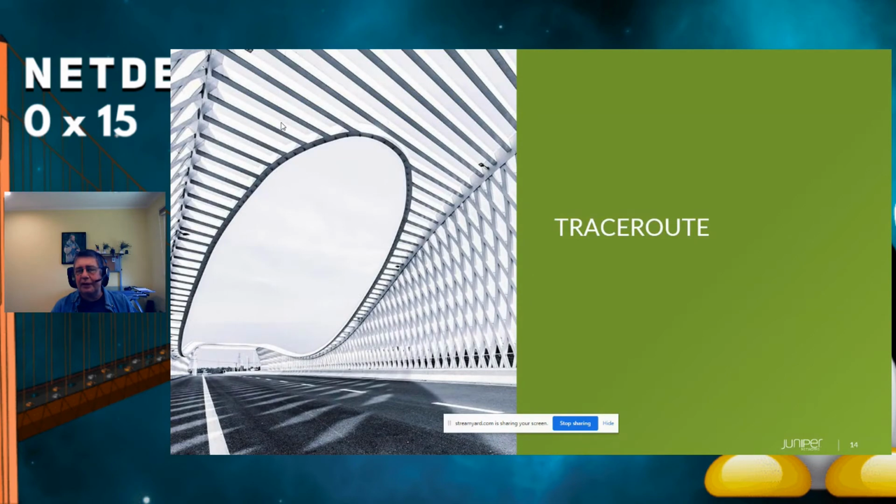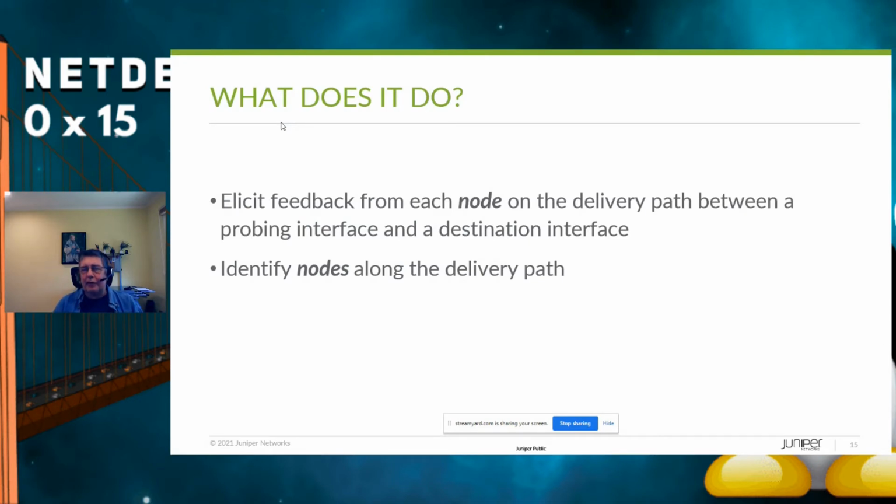So let's move on a little bit and talk about Traceroute. Traceroute elicits feedback from each node on a delivery path between a probing interface and a destination interface. It identifies nodes along the path. Now, what it does not do is identify which interfaces on those nodes the packet actually traversed. It'll tell you what nodes it was on, and it will identify those nodes by some interface or other. But the interface that the nodes are identified by are not necessarily the interfaces that the packet traversed.